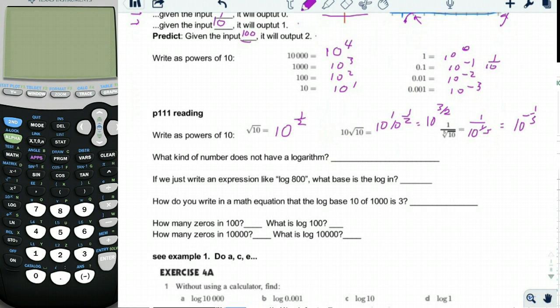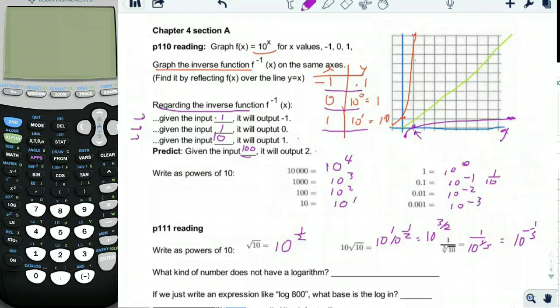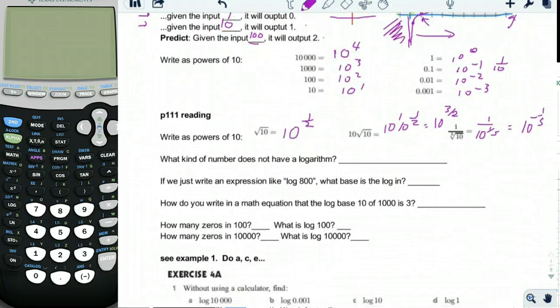What kind of number does not have a logarithm? Well, a logarithm, which is the opposite of a power of 10, you can see that if this purple line is a log function, it seems like everything over here to the right has a log value. But look how it has an asymptote. It goes down here and never touches the y-axis. So what about over here? What about the negative x region? Is there a log for that? No, there's not. So what kind of number does not have a logarithm? A negative number.